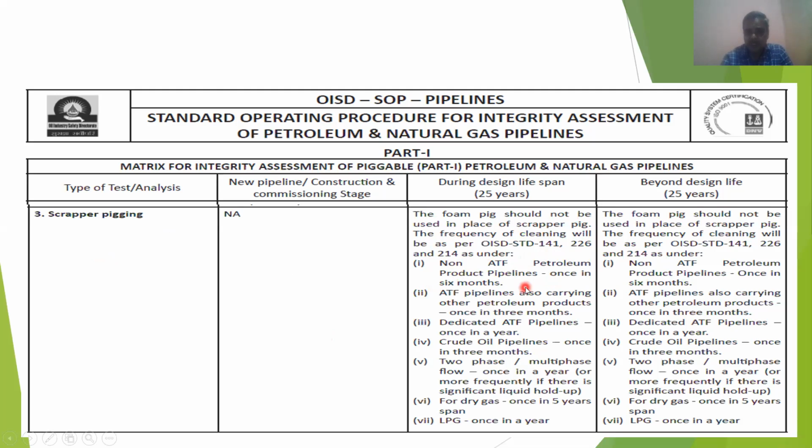Non-ATF petroleum products pipelines once in 6 months. ATF pipeline also carrying other petroleum products once in 3 months. Dedicated ATF pipelines once in a year. Crude oil pipelines once in 3 months. Two-phase, multi-phase flow once in a year or more frequently if there is significant liquid holdup. For dry gas, once in 5 years. LPG once in a year.